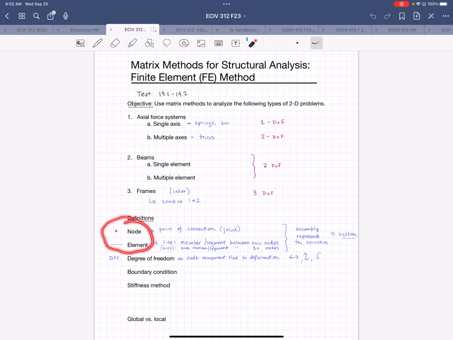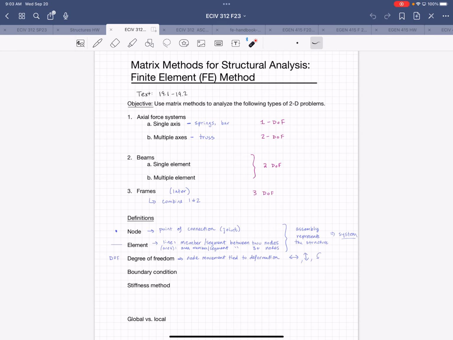And so remember, at the beginning of the semester, we were talking about structural idealization, and we talked about how we idealize structures. We use points, lines, and areas. This is one of the places where that comes into play, right? So nodes are point elements. Element, we really kind of use the term element generally, but also specifically to refer more to line or area members. And sometimes member and element are terms that are used interchangeably too.